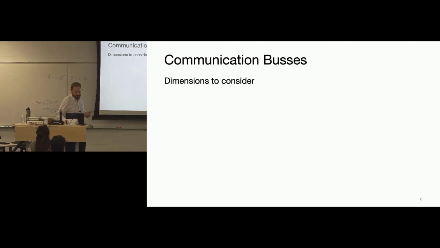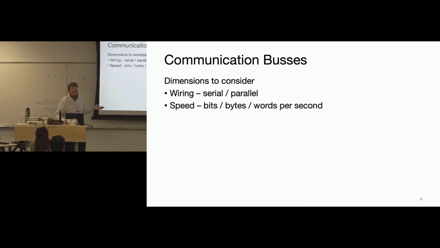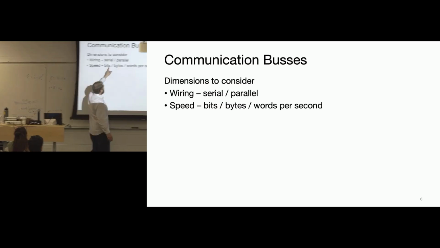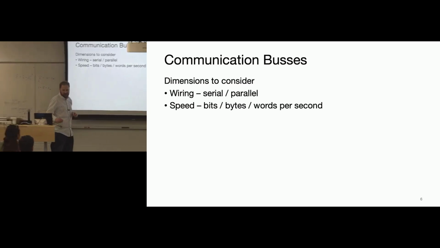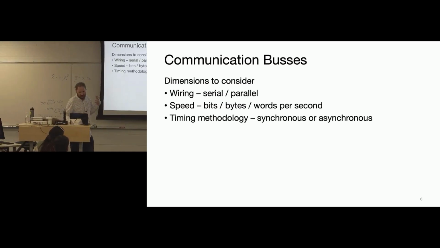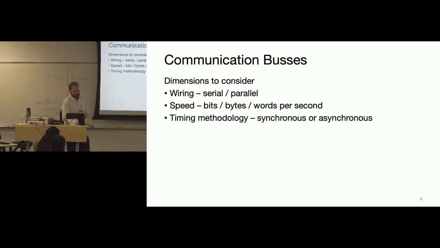When you're thinking about these buses, there's a bunch of parameters you should consider, and we'll go through each one of them. That is whether they're wired in serial or parallel, and what the bits per second is. I mean, this should be bytes per second, bits per second. How fast are they? There's usually a trade-off there. There's some timing methodology, right? How do you synchronize between these two things?